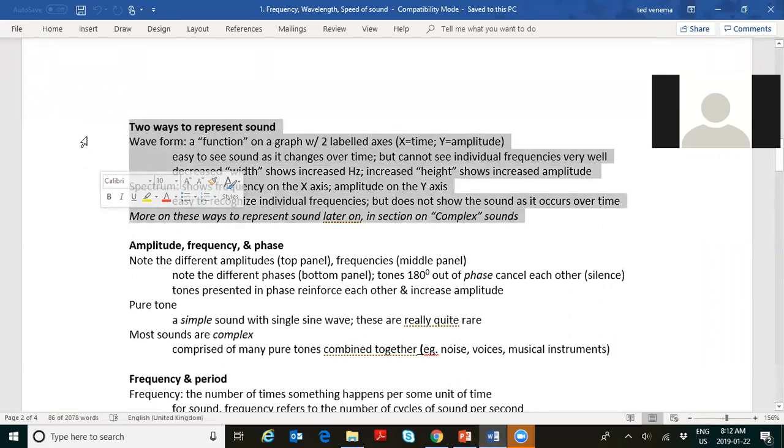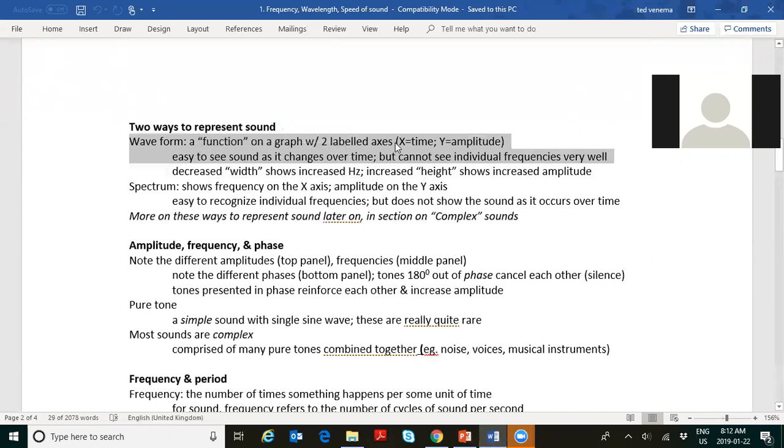Waveform is what we're talking about today. Sound waves, okay? The horizontal axis is time. The vertical axis is amplitude, okay? And spectrum is another way of showing sounds, but we'll talk about that later.